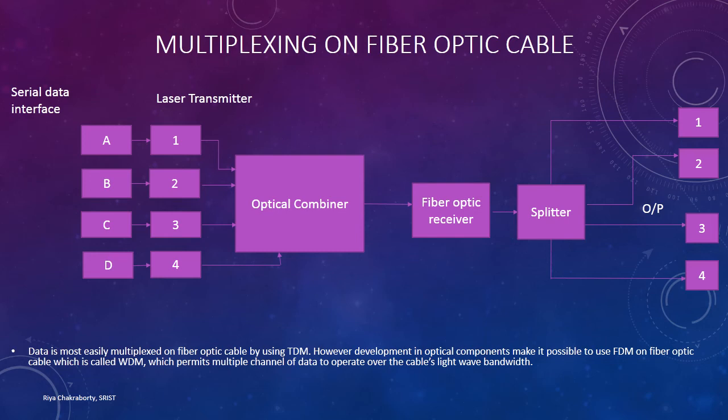A separate serial data source controls each laser. These may be a single data source or multiple TDM sources. At the receiver end of the cable, special optical filters are used. Why? To separate the light beams into individual channels. Each beam is detected with an optical sensor and then converted into the individual data streams. I think this is clear to you.